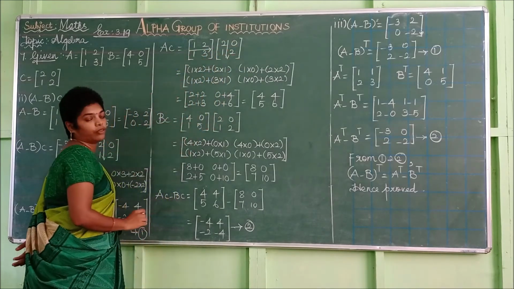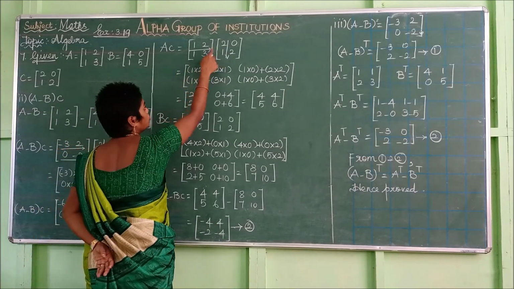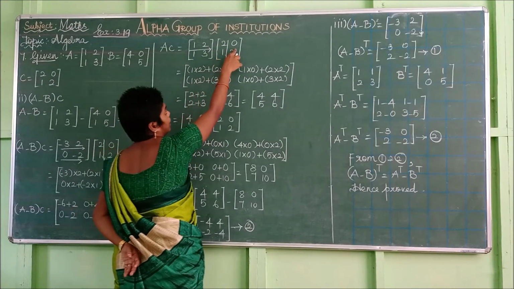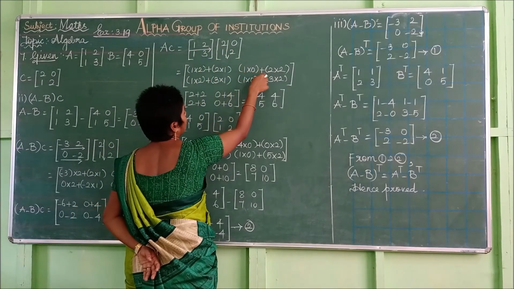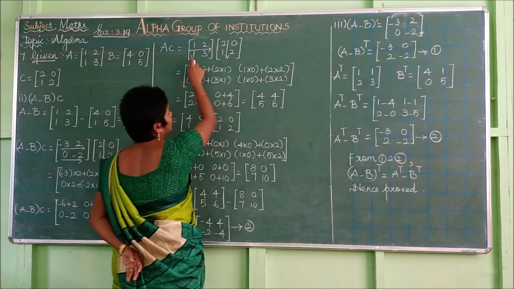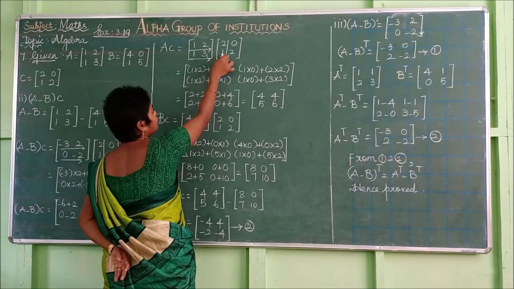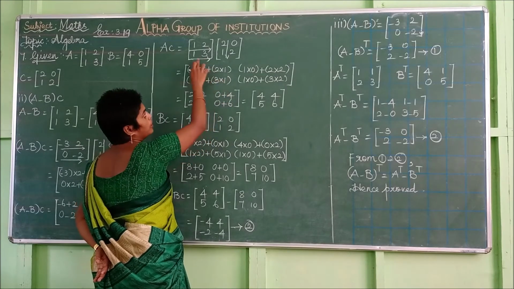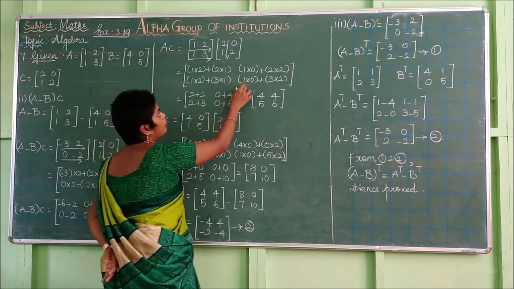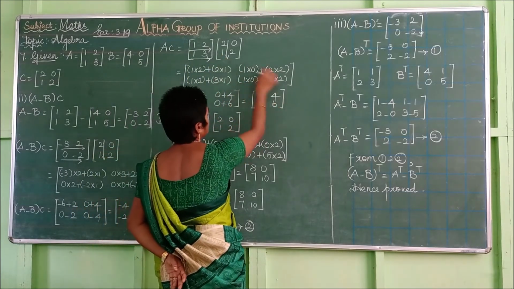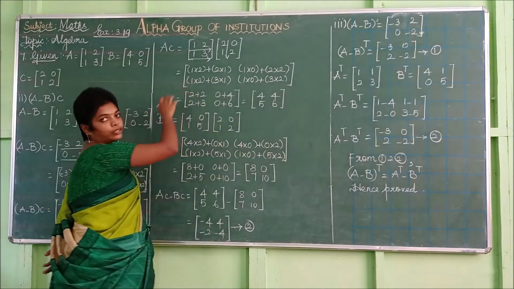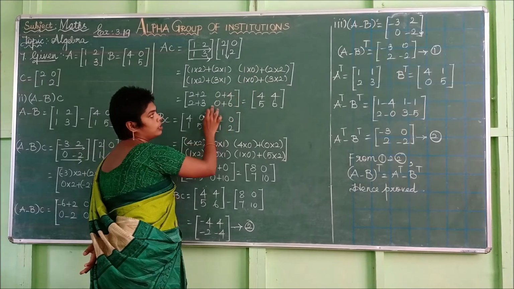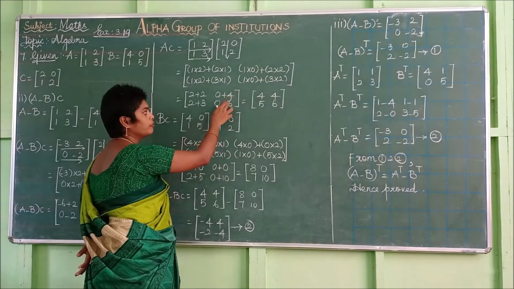So here our first row is 1 into 2 plus 2 into 1. Then first row second column, 1 into 0 plus 2 into 2. Then second row first column, 1 into 2 plus 3 into 1. Second row second column, 1 into 0 plus 3 into 2. Now listen, 1 2s are 2 plus 2 1s are 2. 1 into 0 is 0 plus 2 2s are 4.